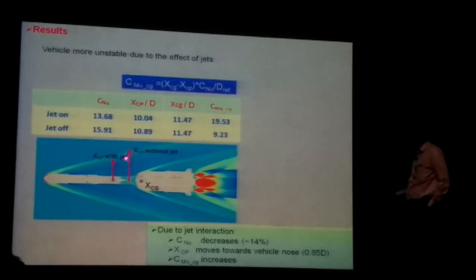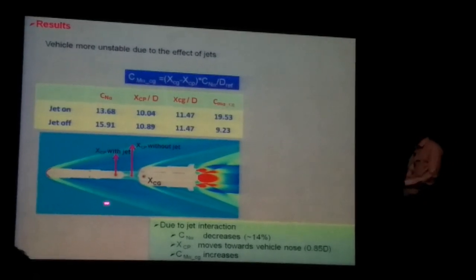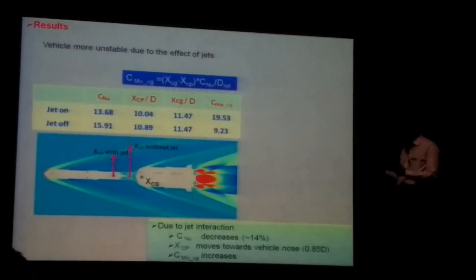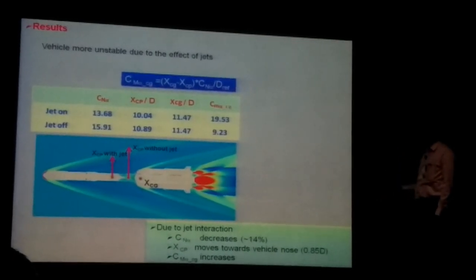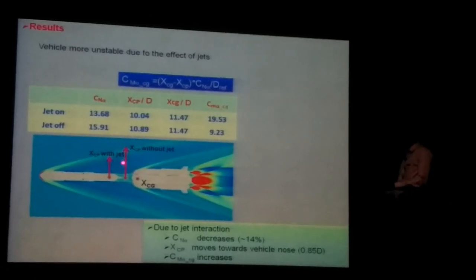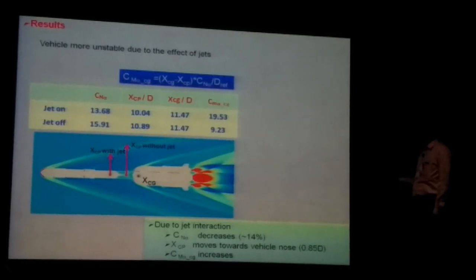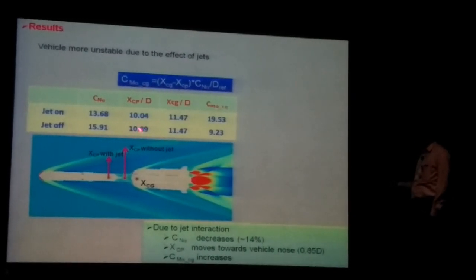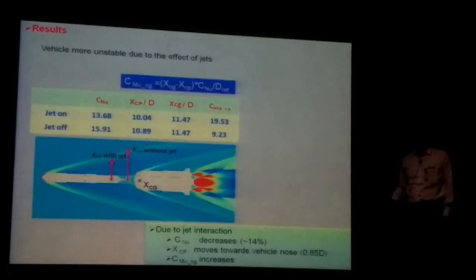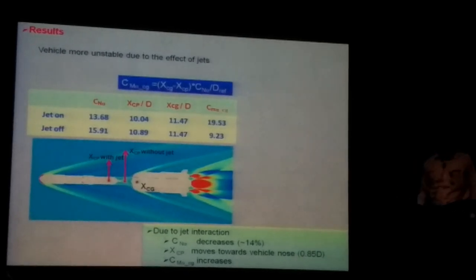Okay. Now what happens with the jet is that we can see here the FCP actually moves forward. And when you take this into account, we see that we have a better match with the flight data as compared to the FCP without the jet. That means there is a necessity to have a change in the FCP because of the jet. This effect needs to be taken into account, and this was what was done for the GSLV vehicle. You can see there is this much movement in the FCP by D: jet on is 10.04 and this is 10.89. There is also a reduction in the normal force, which moves the FCP forward.